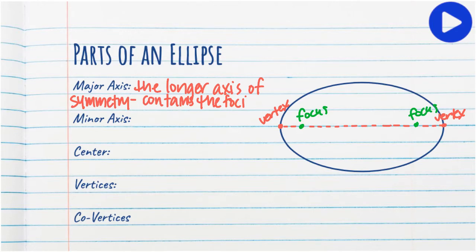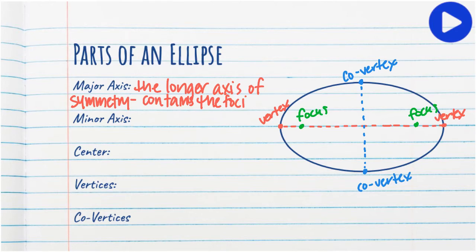Now the minor axis goes from a covertex to the other covertex. And notice that these connect the distance between the two outer points on the, I guess, the parts of the ellipse that are opposite each other but not as far apart as the vertices.